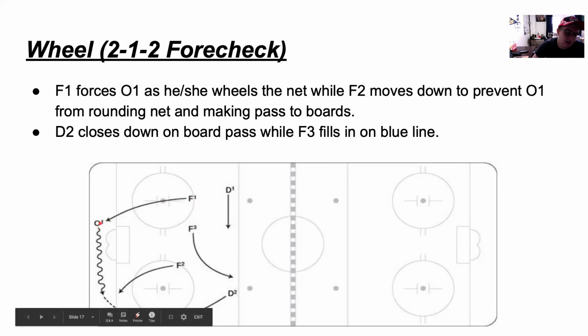Okay, then O1 on the forecheck is going to make that pass to O4. D2 is going to come down and pressure O4, and then F3's got to come up where D2 is. Okay, that F2, once that forecheck has happened, has to come and help support, okay? Then F1's got to come over here and make that high play, be the high play once the puck's over here.